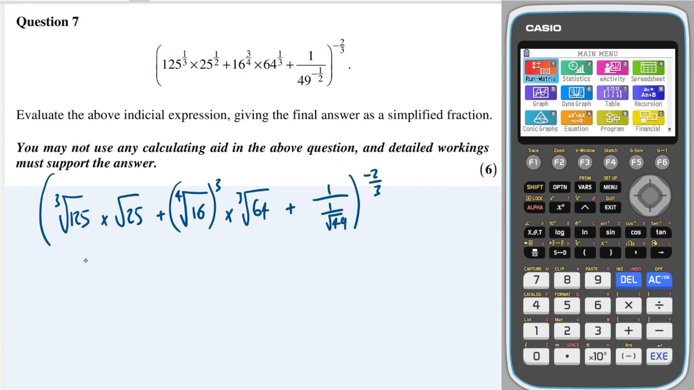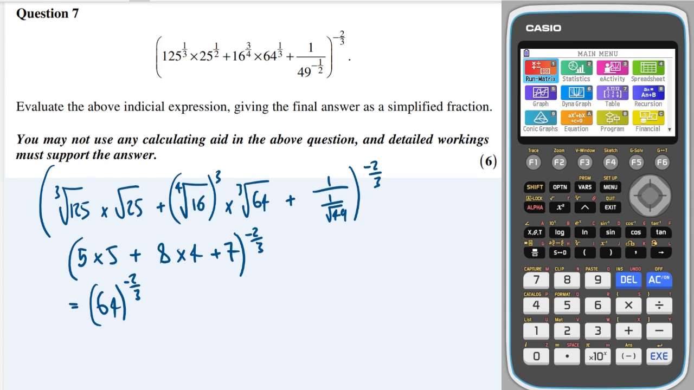Okay, let's simplify. This is 5 times 5 plus the fourth root of 16 is 2, cubed is 8, the cube root of 64 is 4, and this is 1 over 1 over, so that just cancels, so it becomes 7 plus 7, and that is to the power of minus 2 over 3. So this is 25 plus 32 plus 7 is 64, and again to the power of minus 2 over 3.